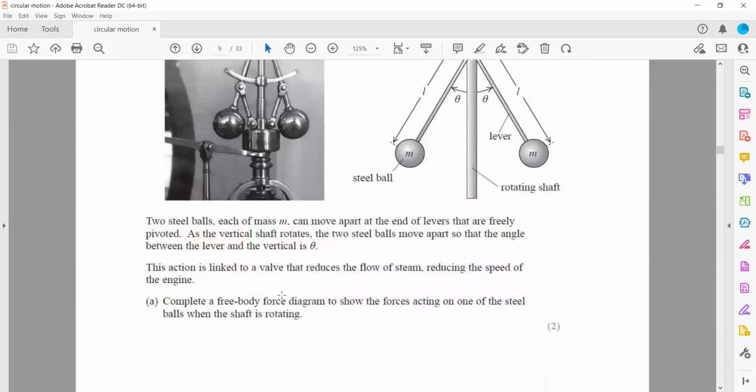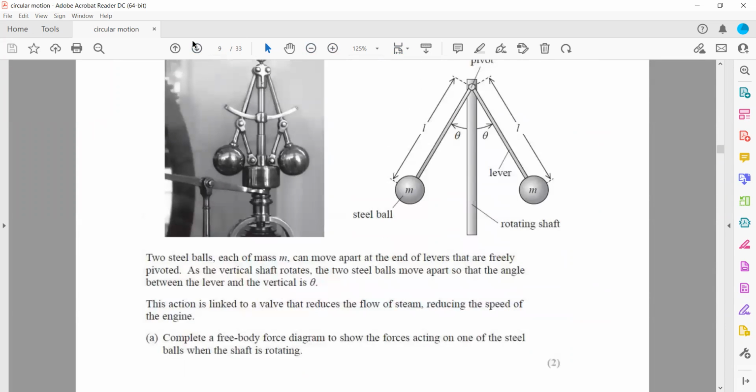Complete a free body force diagram. A free body force diagram represents all the forces acting. So one will be the tension. If we are drawing for the left hand side steel ball, because we want to draw for one of the steel balls, then this will be the tension and the weight will act downward. If you are using the right hand side, then the weight will act downward and the tension will be there.